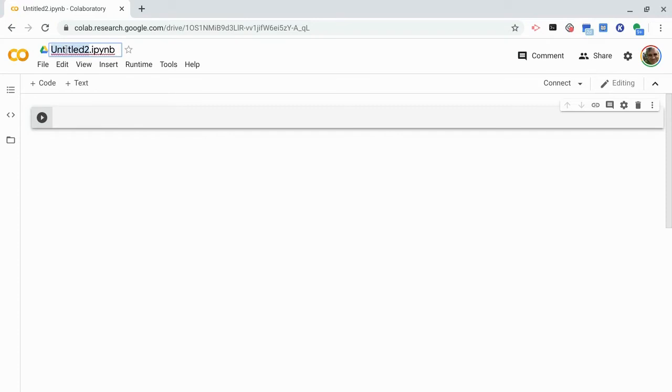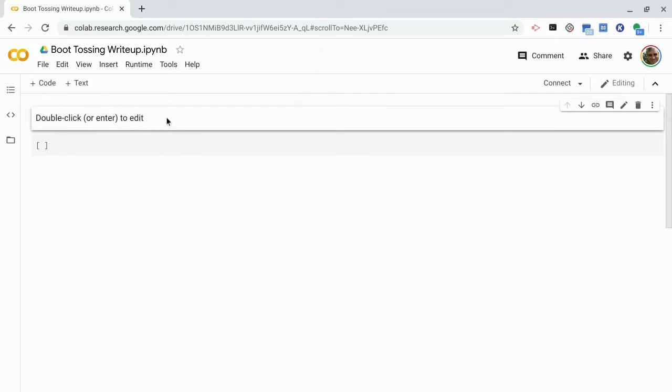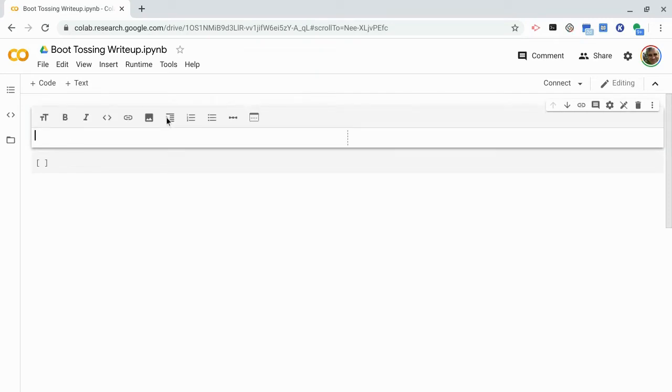If I go to the upper left-hand corner here, I can change the name of my file, and I want to call it my boot tossing write-up. I'll leave the .ipynb there. And right away, I've got a little window here that I can type code in. And I actually don't want to start with code. If I hover above that, I can add a code or a text cell above it. I want to create a text cell. So if I double click on that cell, now I have a little text editor. And all I do in here is type some text.